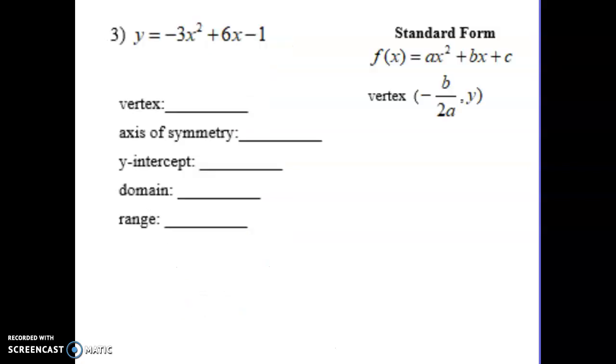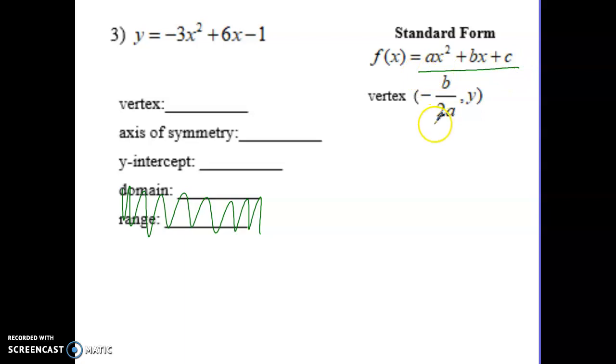Let's talk a little bit more about equations in standard form. We can find the vertex, the axis of symmetry, and the y-intercept just from standard form. I know it's in standard form if it's in this ax squared plus bx plus c form.